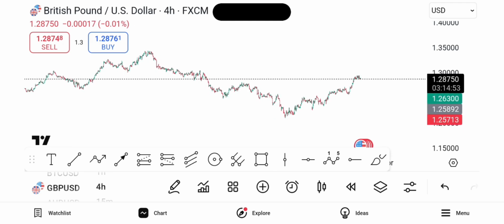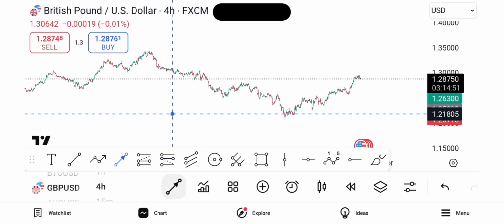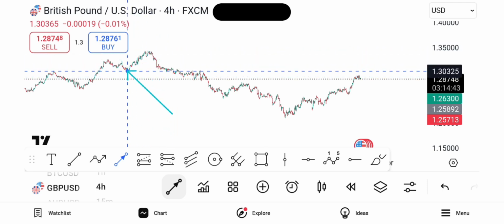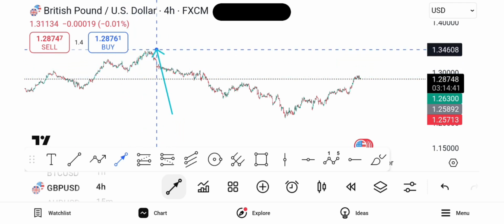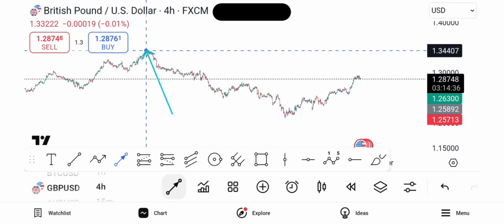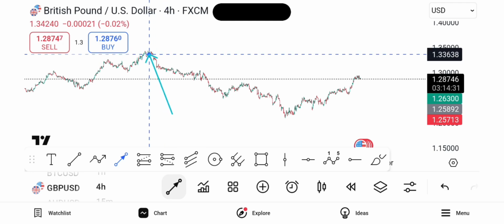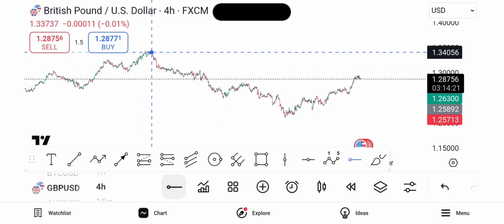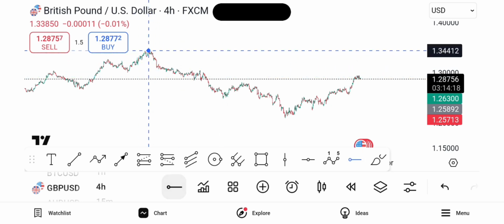Resistance is the high of the market, or the zone which has been retested several times. Here in 4 hour we have our highs of the market. It is this point. If you zoom in or zoom out, you see that this is the high of the market in 4 hour, so you can mark this zone. You get this tool, the so-called horizontal ray, and mark the high of the market like this.